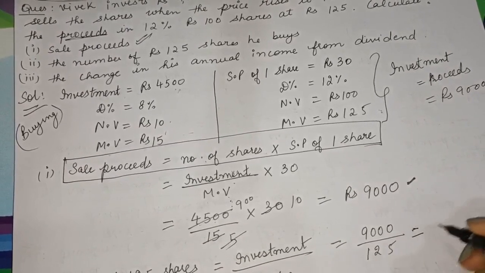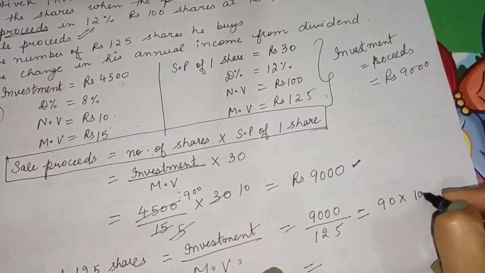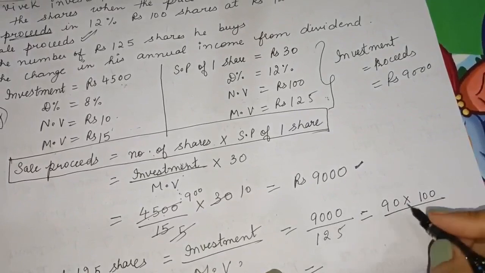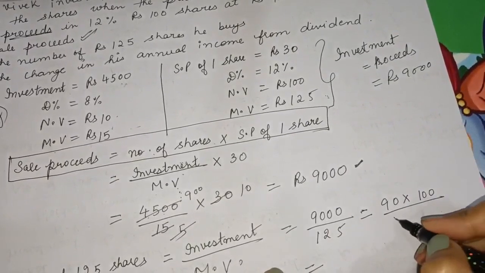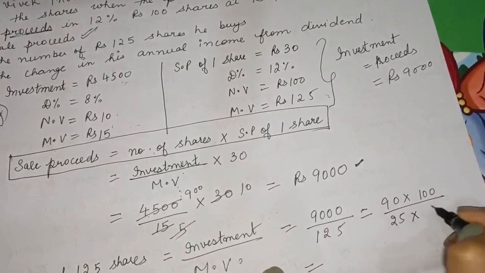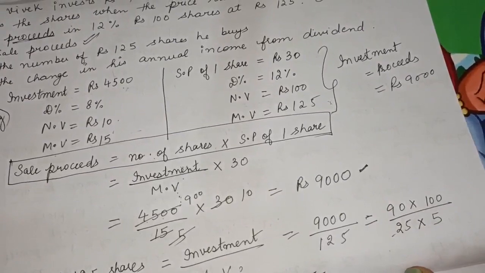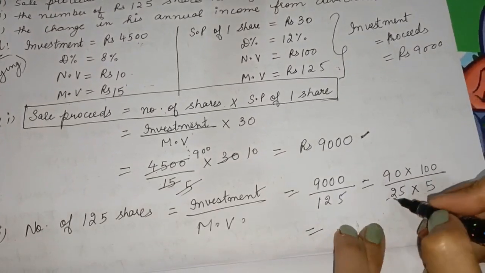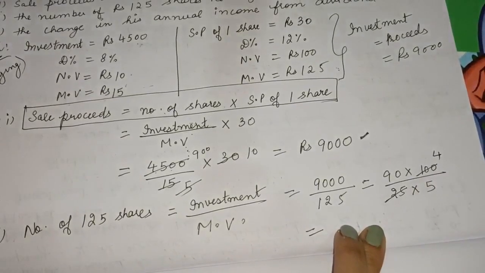So further, we can do cancellation. To make it a little easier, we'll write 90 as 90 into 100, and 125 as 25 into 5. So directly we'll try to make the calculations easy. 25 into 4 is 100.